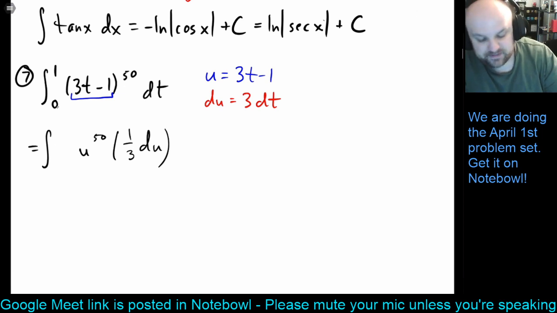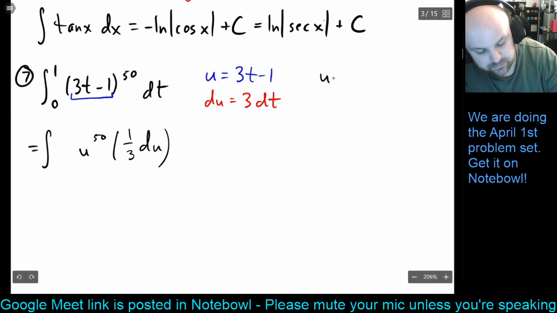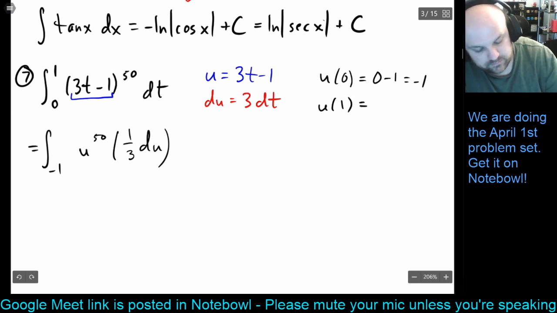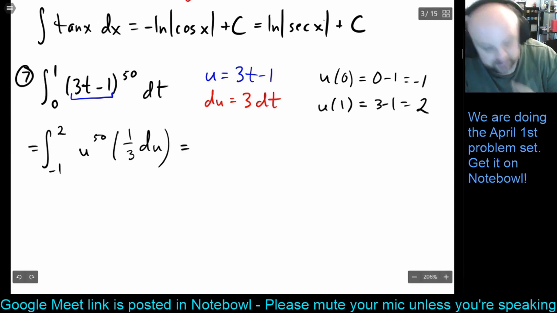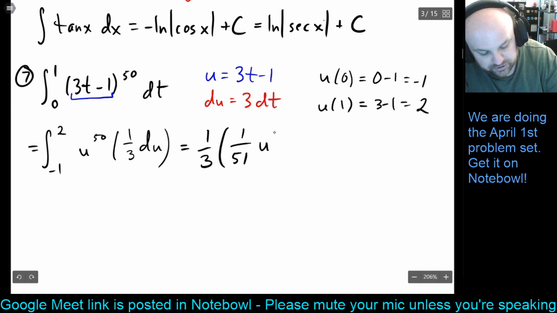Now these bounds, I take 0 and I plug it in here. So u of 0 is 0 minus 1. The bottom bound is -1. u of 1 is 3 minus 1, which is 2. So let's do this integral. We're going to get 1/3 times 1 over 51, u to the 51, and we evaluate this from -1 to 2.